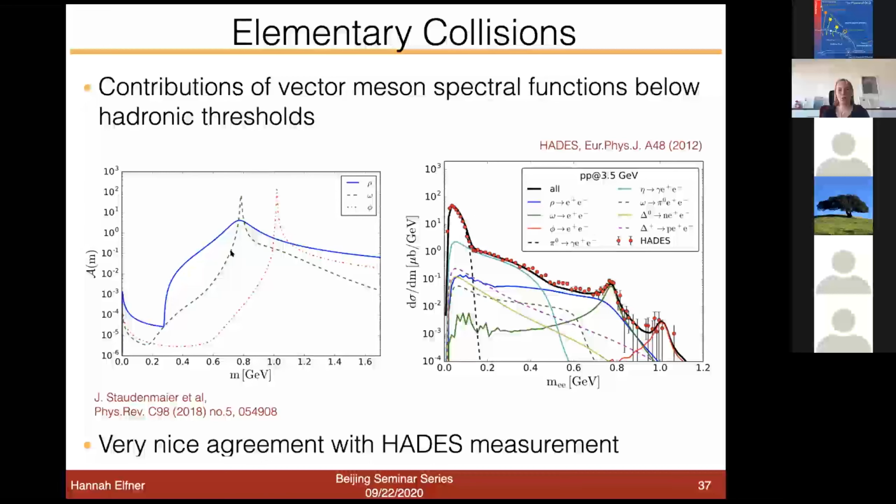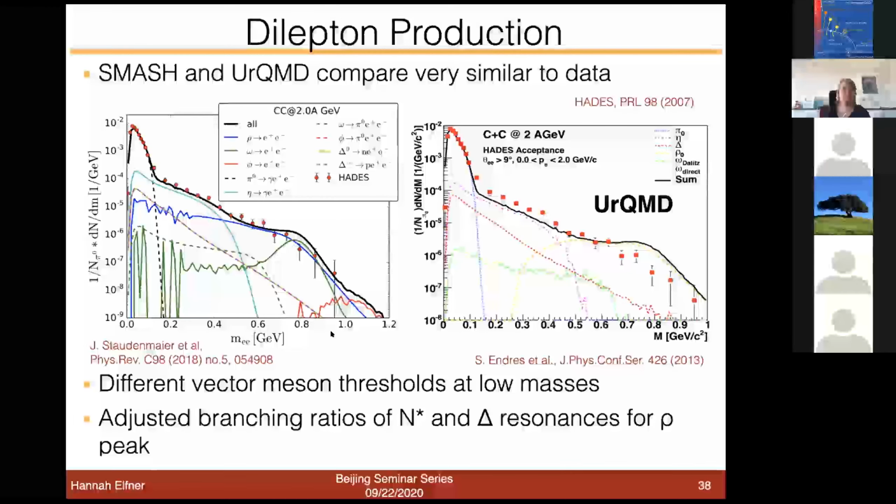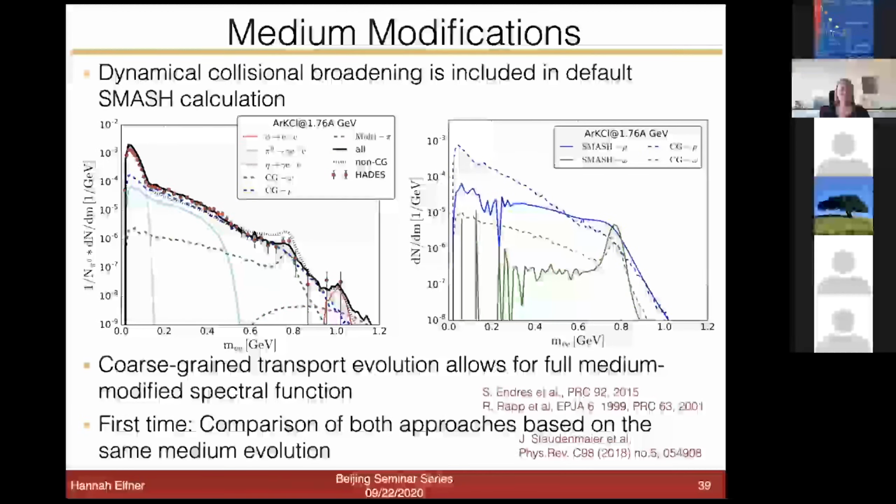So this is in carbon-carbon collisions compared to the HADES data. And we do a rather decent job there with our setup tuned to elementary collisions. With what we did for proton-proton, we just apply it now to the small system carbon-carbon, and it actually looks rather reasonable. Then moving to a larger system, this is Argon KCl, and already there one sees that this dashed line, which is just the contribution from SMASH itself with vacuum spectral functions, doesn't really match the data anymore.